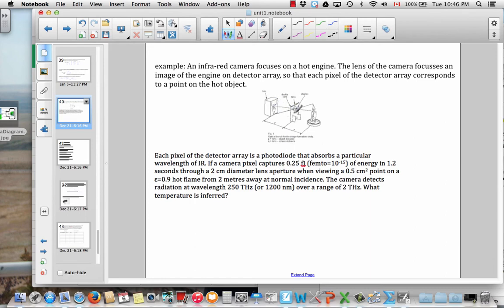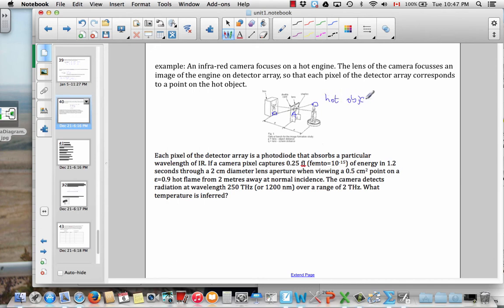Okay, so this camera lens has area A, and you'll see because of the lens, each little pixel on the object has a corresponding pixel on the camera detector surface. So this will be a photodiode, and that photodiode is going to have a corresponding area on the hot object.